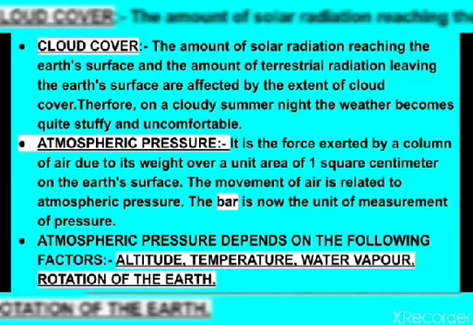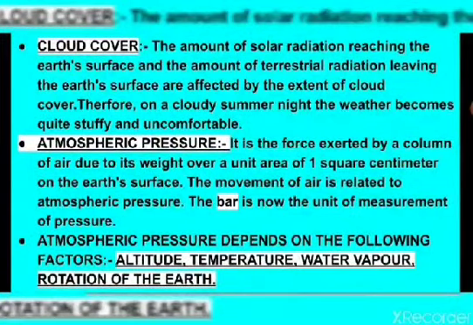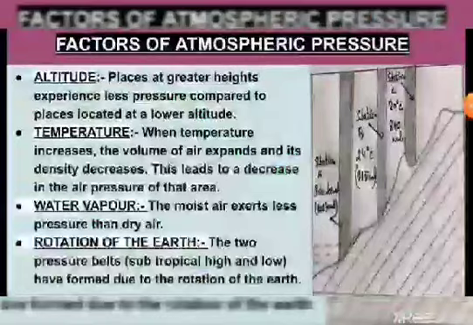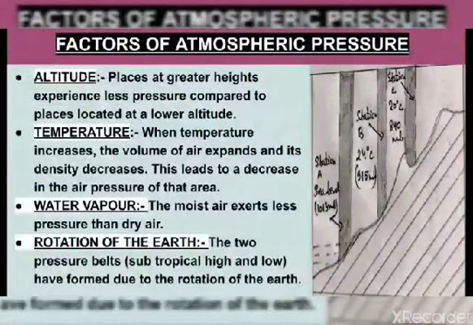There are two types of barometer. One is Fortin's barometer, another one is aneroid barometer. Fortin's barometer is also known as mercury barometer. Now atmospheric pressure depends on the following factors. What are these? Altitude, temperature, water vapor and the rotation of the earth. So now in this part we will learn the factors of atmospheric pressure.